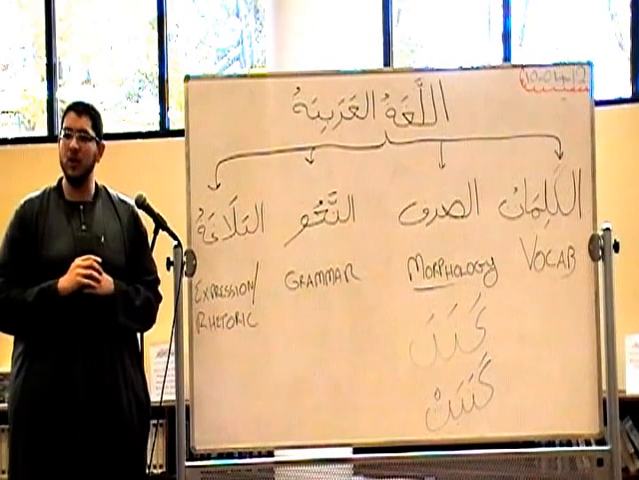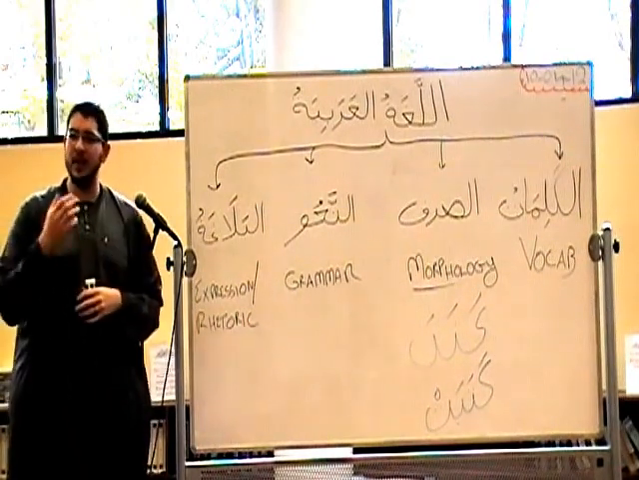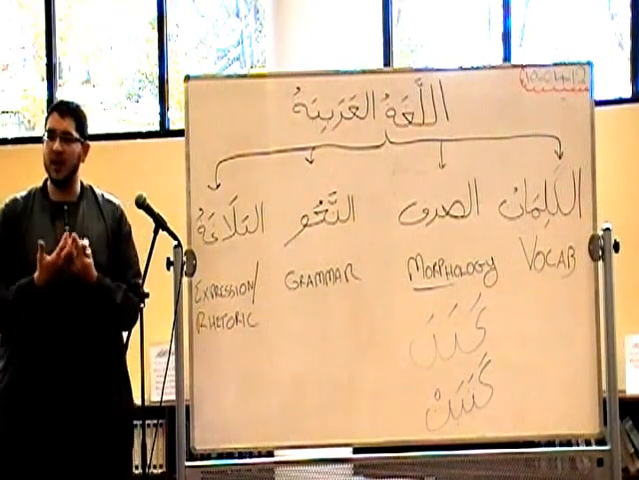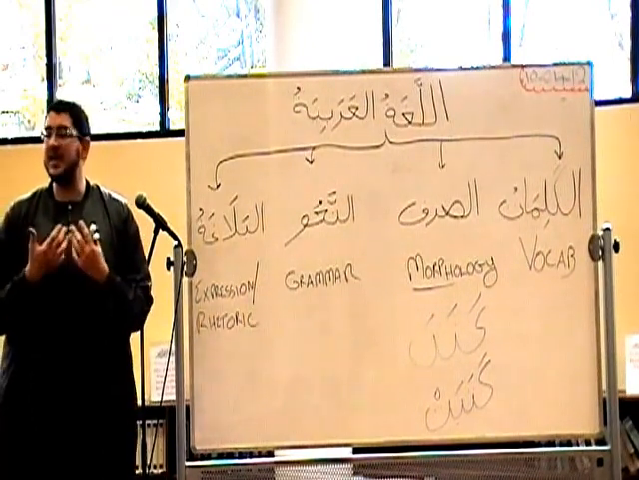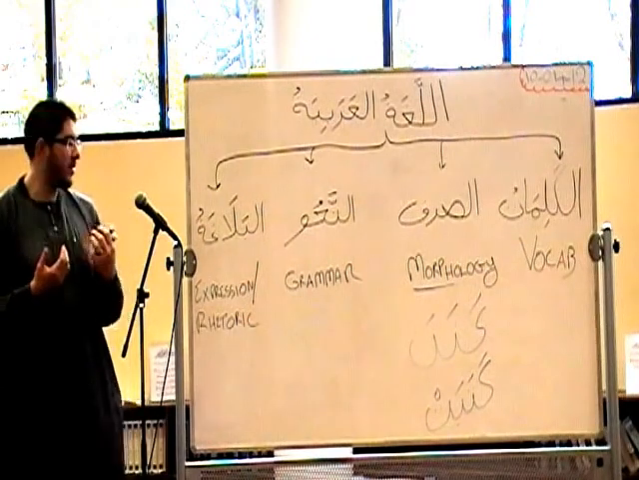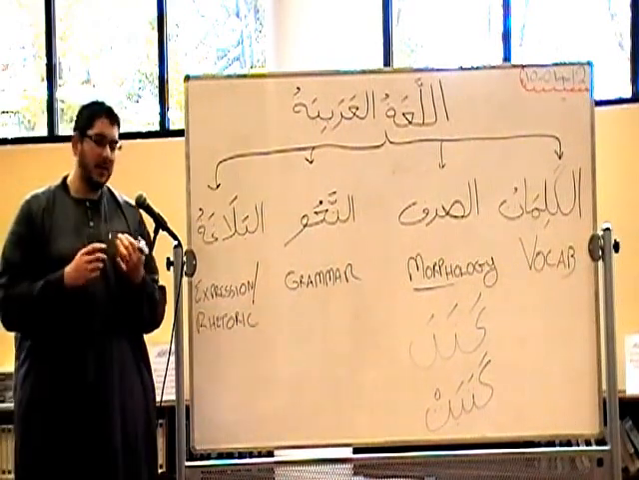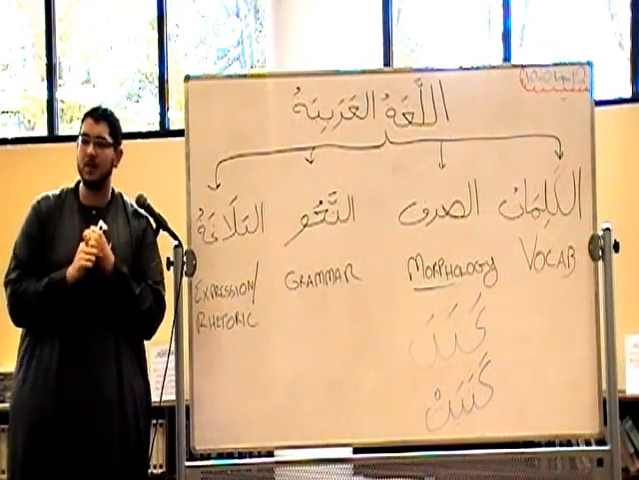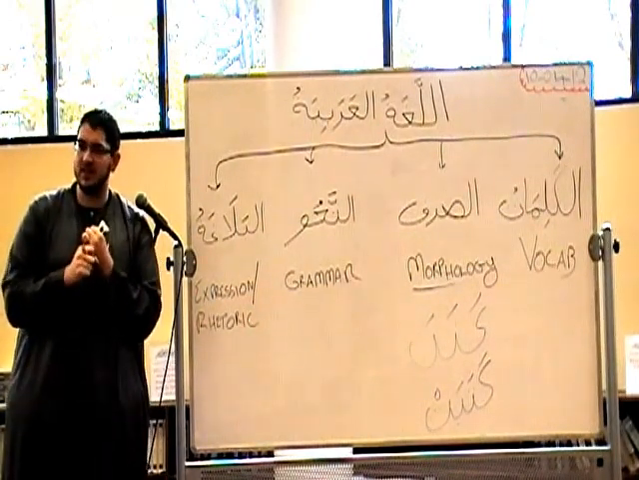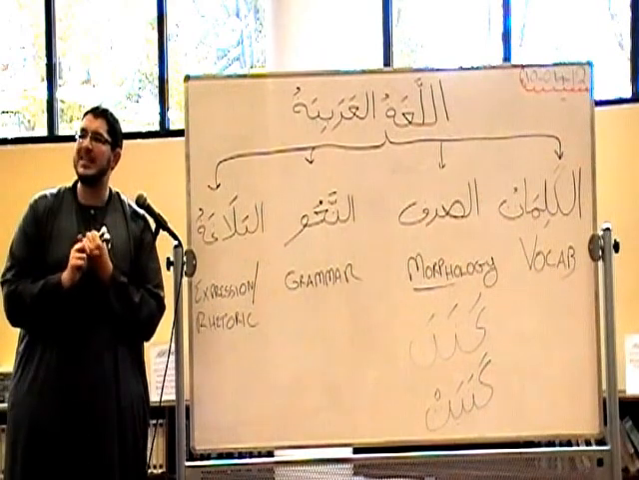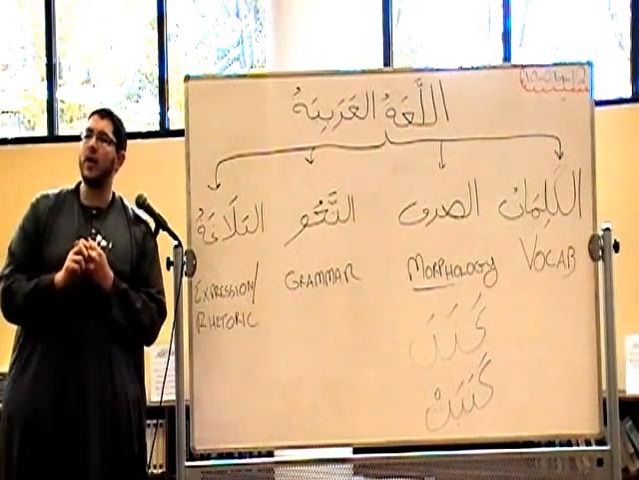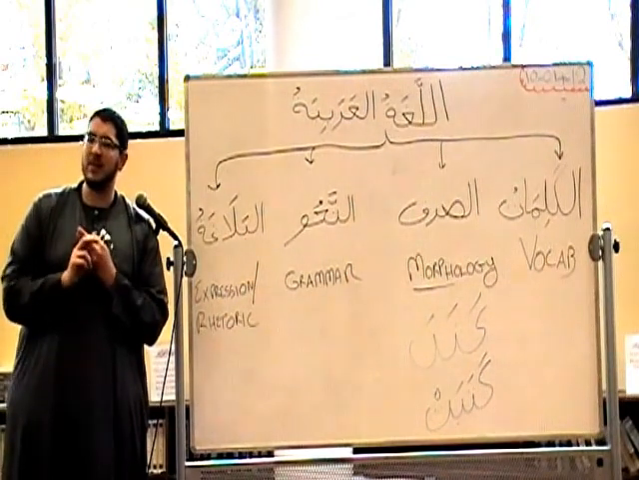So the way you know where a sentence ends or where it begins and who's doing what and what's doing what is based on the study of nahw in the Arabic language. And that entails a number of things. In nahw, you're trying to figure out who is being talked about. Who is the subject of the sentence? And secondly, what is being said about the subject of the sentence? And then thirdly, how to arrange the words in a manner that makes sense?